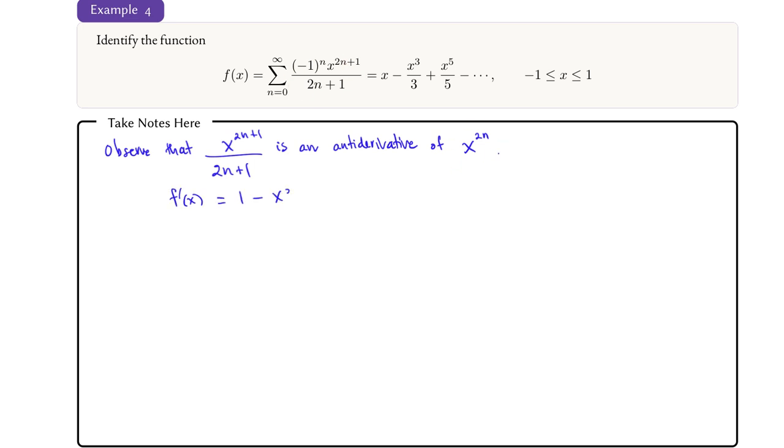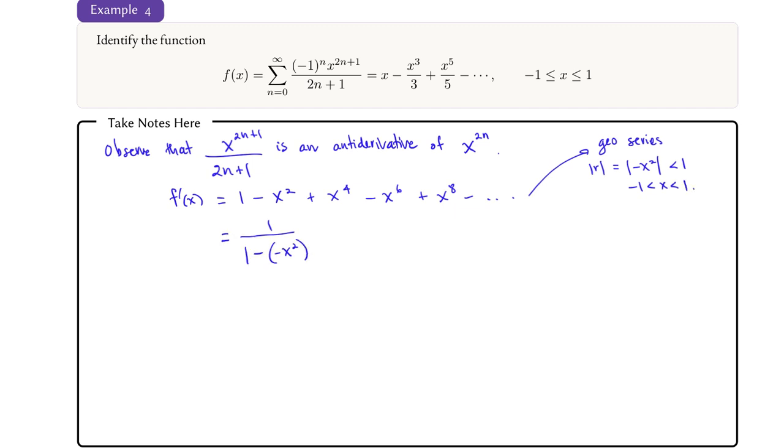So we suspect that f of x is the antiderivative of f prime of x, where f prime of x is 1 minus x squared plus x to the 4th minus x to the 6th. This is the geometric series with the ratio negative x squared. It is convergent as long as negative 1 is less than x less than 1. And when it converges, it is 1 over 1 minus r, which is 1 over 1 plus x squared.